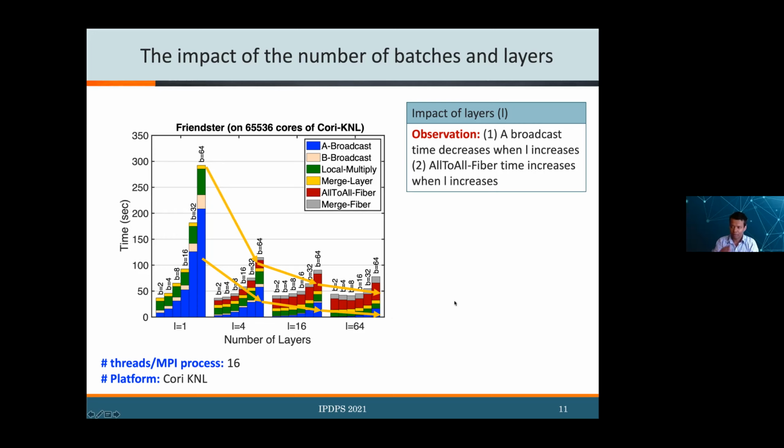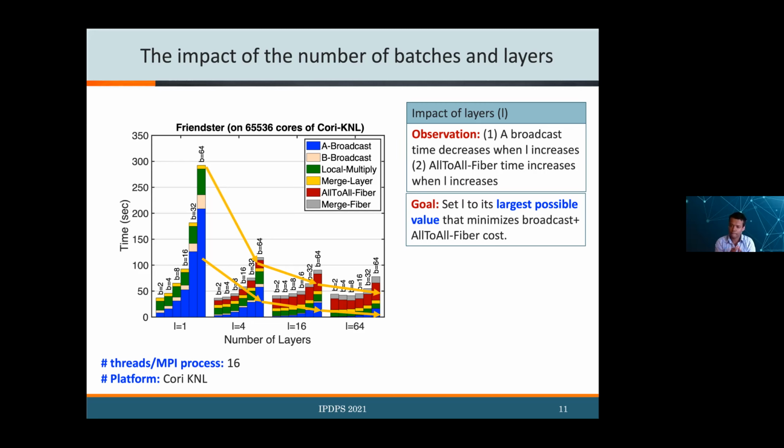So we have to identify this and balance it out, so that when we increase the number of layers, broadcast time may decrease, but all-to-all communication may increase. Our goal is to minimize. We'd like to increase the number of layers, but we have to minimize the broadcast plus all-to-all time. The total broadcast and all-to-all time, we have to minimize this.